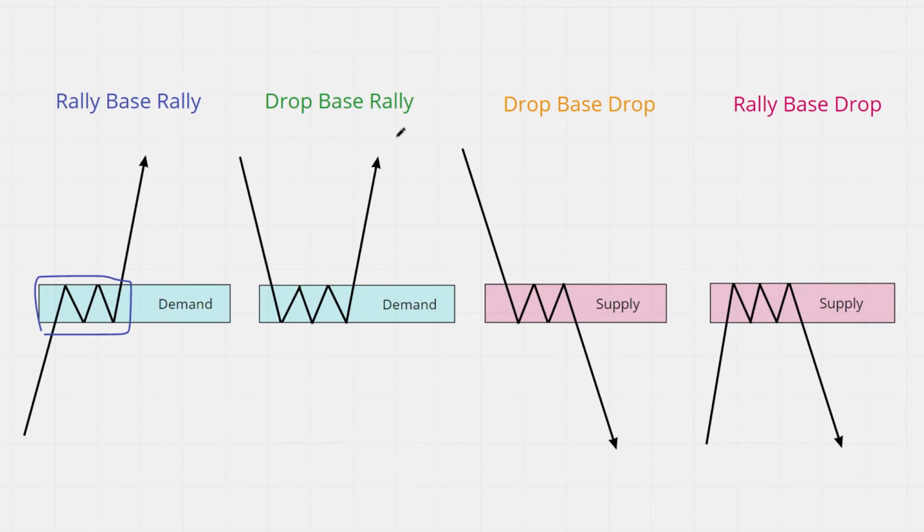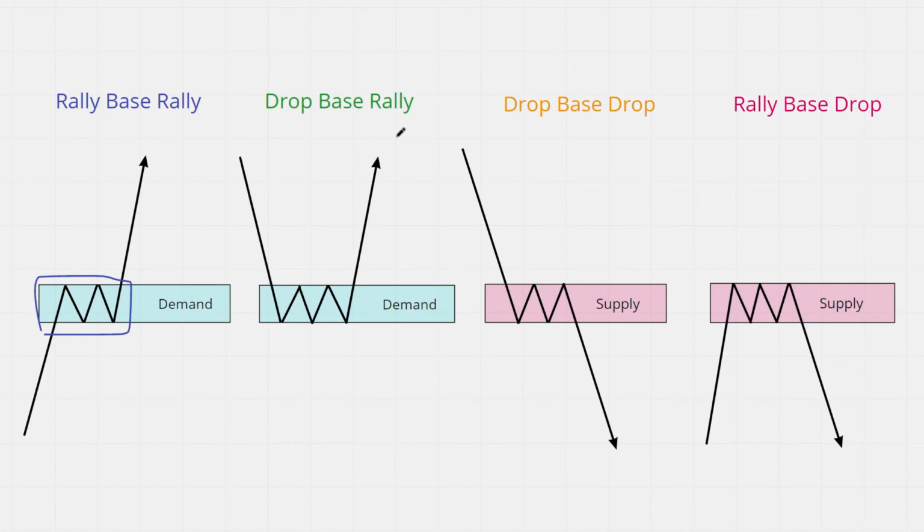So don't overthink these. These are just the different ways a supply or demand zone can form, depending on if it's a continuation in a trend or a reversal in a trend. In these two, this would be a continuation to the downside, and this would simply be a reversal.